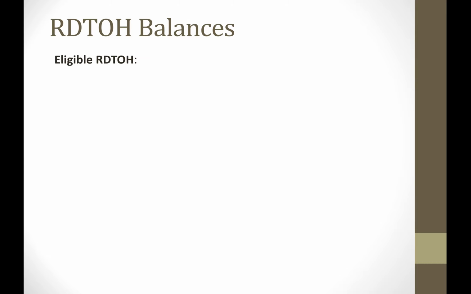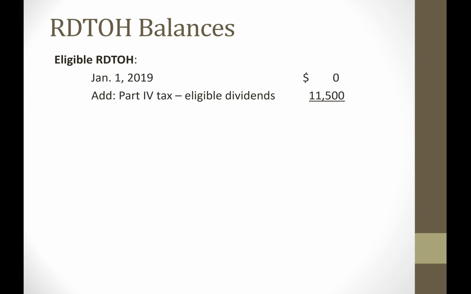So at the beginning of the year, we calculated the eligible RDTOH account balance as 0. Remember, the company had 0 GRIP balance. So during that transition from 2018 to 2019, the beginning balance of the eligible RDTOH was 0. Now we would add to that the refundable taxes that they paid this year that would be allowed to be added to the eligible RDTOH account. And if you remember, it was only the one amount on the eligible portfolio dividends that they received from the Canadian public companies, which was $11,500, what we just calculated on the previous slide. So the ending eligible RDTOH account balance is $11,500.